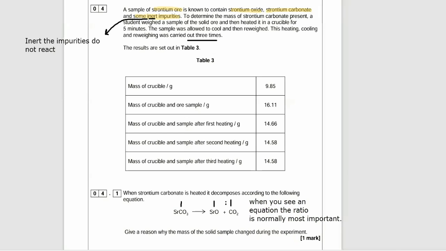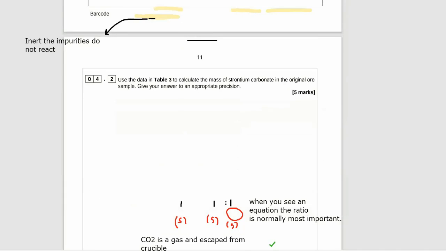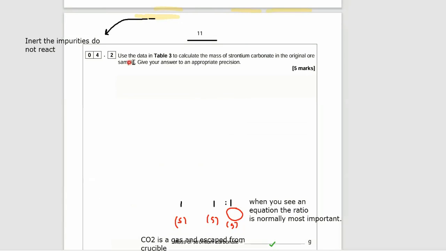The first question is, give a reason why the mass of the solid sample changed during the experiment. So they're heating a carbonate. What gets given off when you heat a carbonate? Well, it's been shown here. We've got solid and it gives off the gas carbon dioxide. So we're losing mass because we're losing the carbon dioxide gas, which is escaping from the crucible. And that's a nice, easy first mark. Okay, let's move on to the next part of the question.